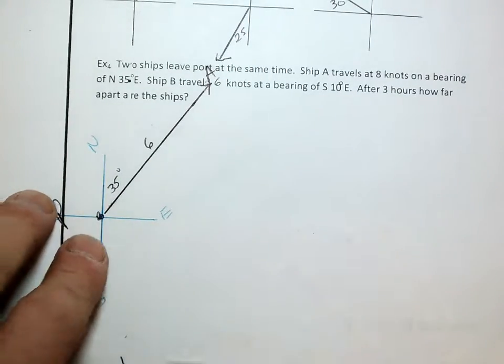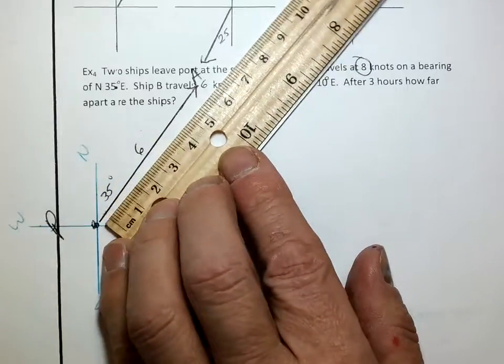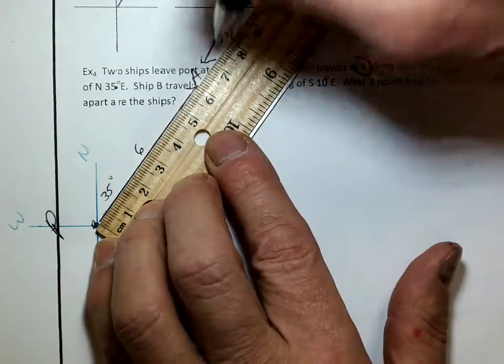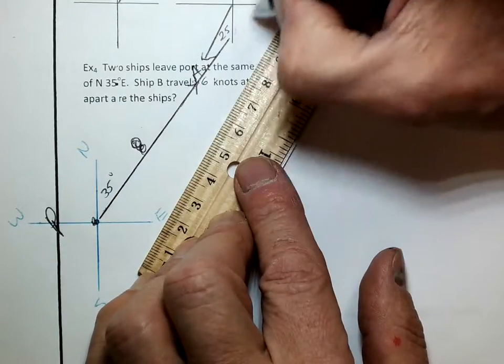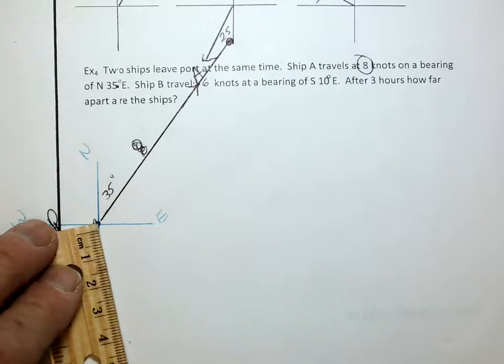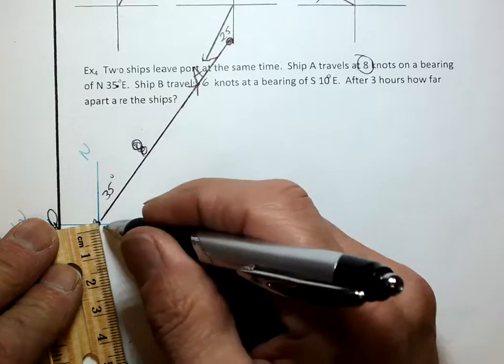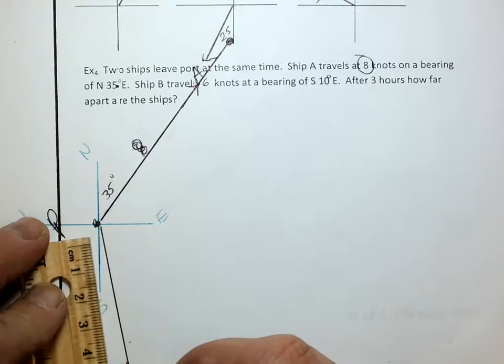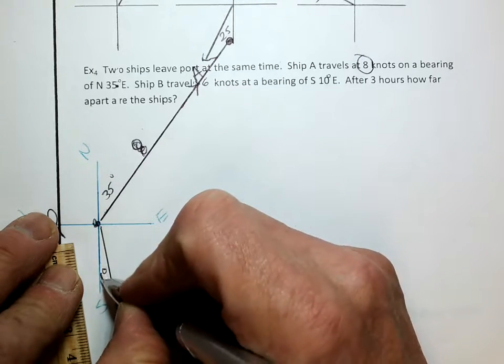Oh, I did make a mistake. You guys have to catch me when I make mistakes. That was supposed to be 8 knots. That's okay. It's way up there. Change that to 8. There's A way up there. Man, how did I do that? This one's 6. And there's B. There's my 10 degrees, okay?